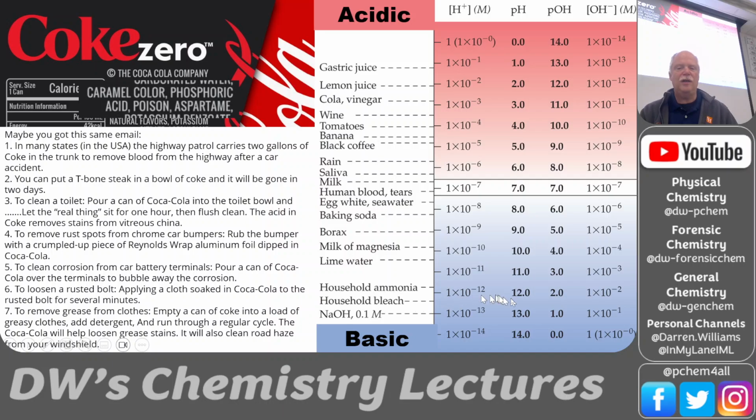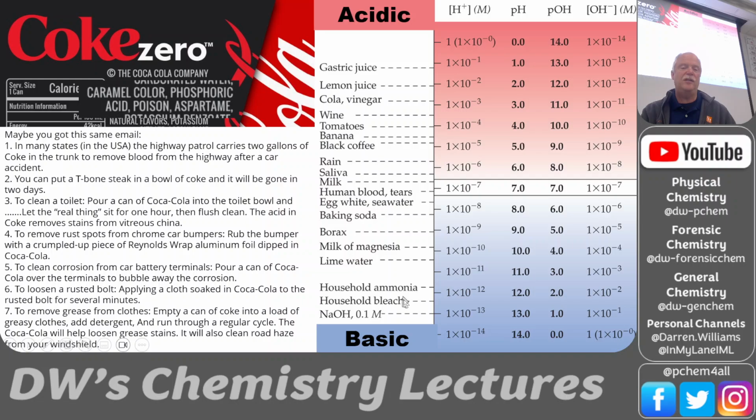Look at household ammonia. It's close to 12. That's a very dangerous chemical. So if you have ammonia in your house, it's probably the most dangerous substance in your whole house. If you were to splash that in your eye, you could go blind. Like it would just destroy the proteins in your corneas and make them opaque and denature them. So ammonia is no joke. Household bleach also no joke.